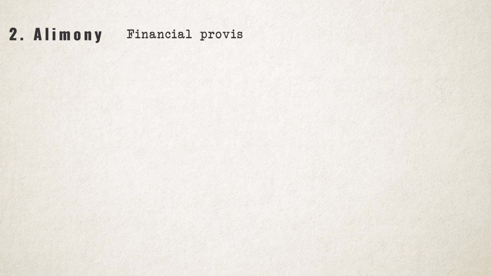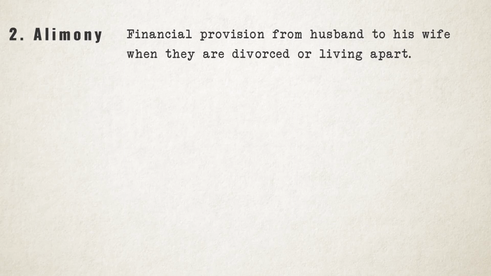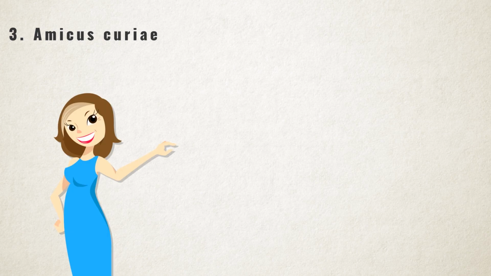And the next term is alimony. Alimony is the financial provision made by a husband to his wife when they are divorced or living apart. This is generally in the form of money or property. The next term is amicus curiae. Hey, you remember the name of the lady who came to A's rescue, Amy Curiae?